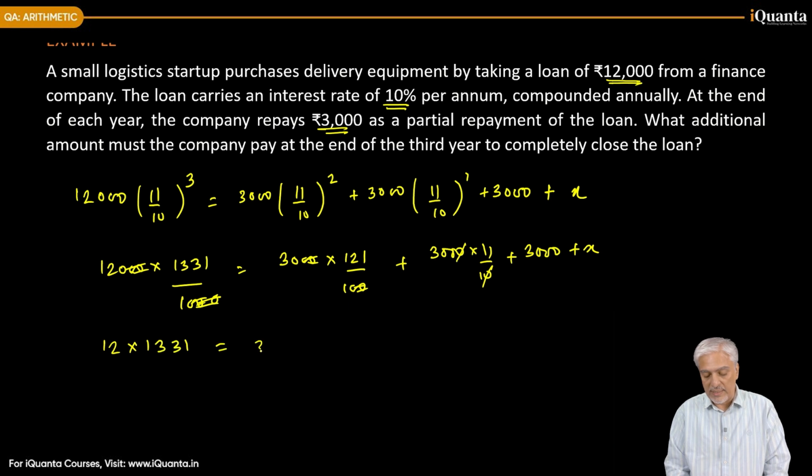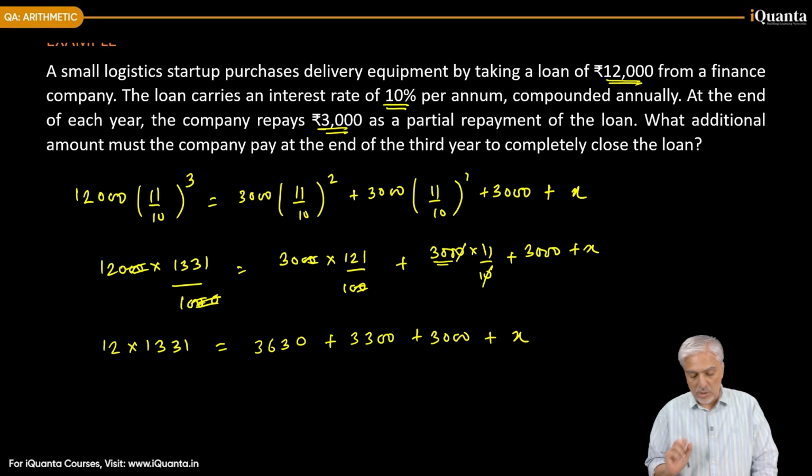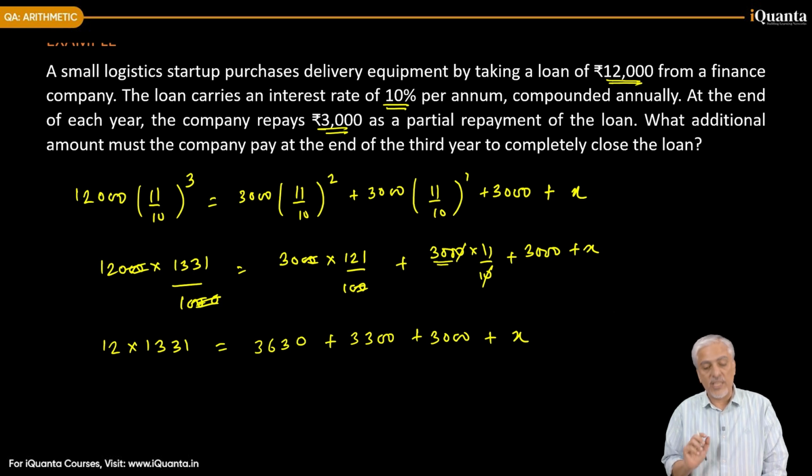That will become 363, 3630 plus 300 into 11. That will be 3,300 plus 3,000 plus x. Now it's only calculations which I have to do very carefully. 12 ones are 12, 1 carry. 12 here, 36 plus 1, 37, 3 carry. 36 plus 3 is 39, 3 carry.